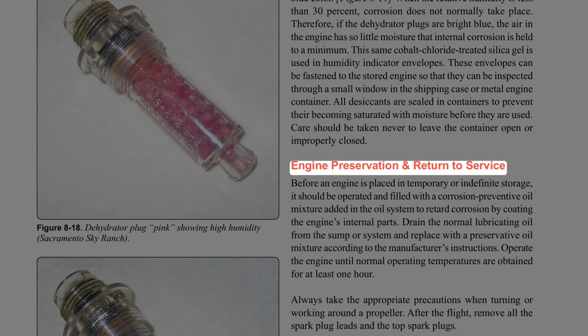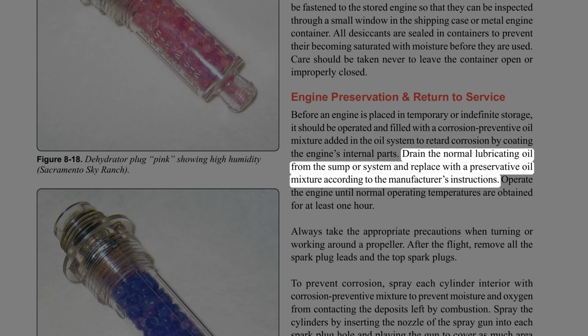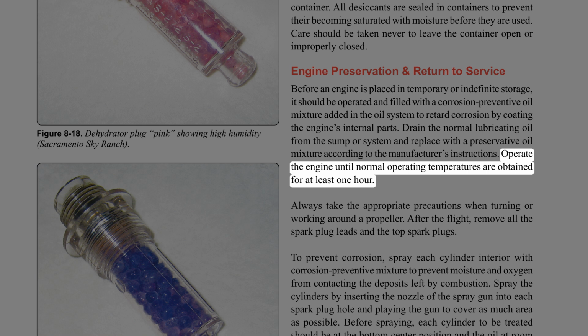Engine preservation and return to service. Before an engine is placed in temporary or indefinite storage, it should be operated and filled with a corrosion-preventive oil mixture added in the oil system to retard corrosion by coating the engine's internal parts. Drain the normal lubricating oil from the sump or system and replace with a preservative oil mixture according to the manufacturer's instructions. Operate the engine until normal operating temperatures are obtained for at least 1 hour.